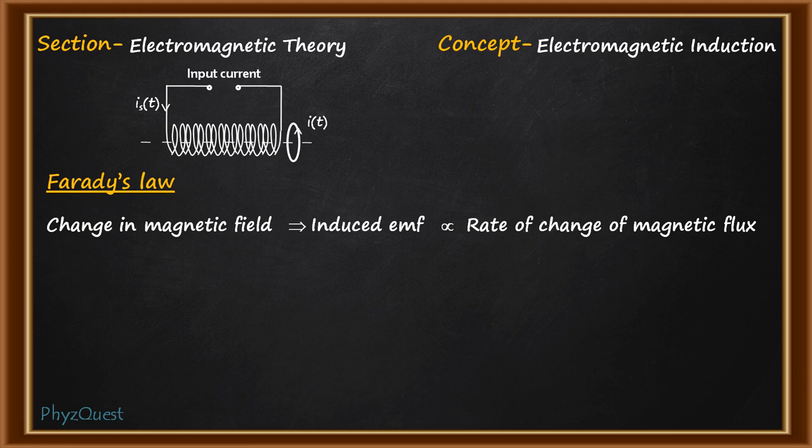In this case, when a time varying current I_s(t) is passing through the solenoid, this creates a magnetic field. Since the circular wire loop is placed near this solenoid, magnetic flux lines are linked with this circular coil, and once it is linked, an induced EMF is generated, and that induced EMF generates a current I(t). According to Faraday's law, the induced EMF E is proportional to the rate of change of magnetic flux. Here phi B is the magnetic flux.